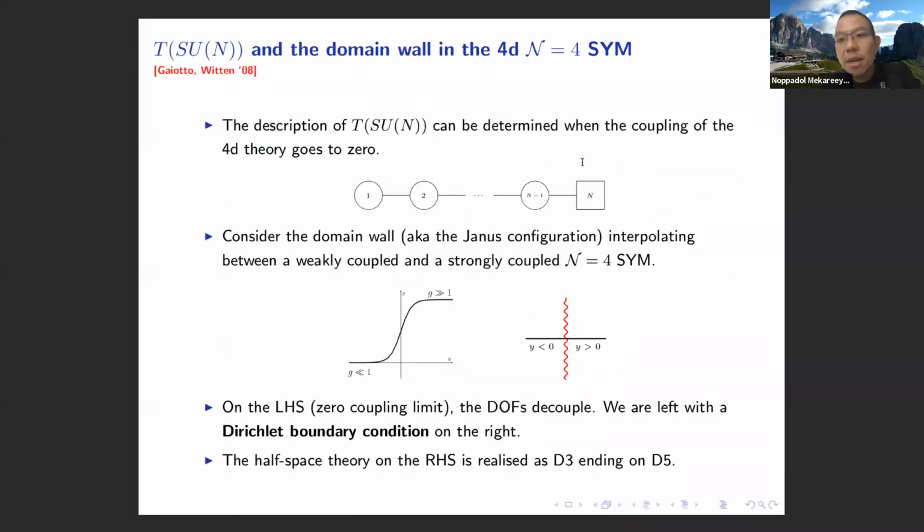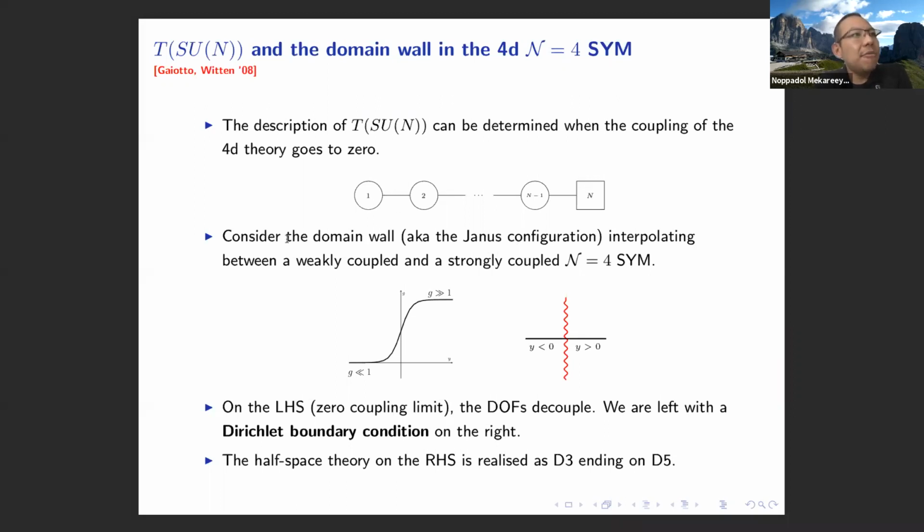I just review. Another important point is that you can associate this theory with a domain wall in the 4D N=4 super Yang-Mills. Let me demonstrate how. Again, this is due to Gaiotto-Witten. So this is the description of the T[SU(N)]. T[SU(N)] is a name for the infrared fixed point of this theory. So the claim is that this theory arises from a domain wall of some super Yang-Mills theory.